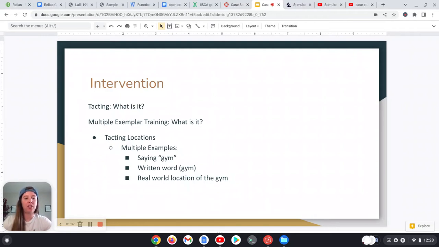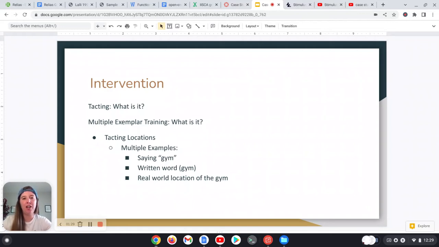Now, for this intervention, the multiple examples we're using for tacting different locations by using multiple exemplar training is saying gym, the written word gym, and the real world location of a gym. Now, multiple exemplar training is just training with multiple examples of a given stimulus. And then we can increase his tact repertoires using multiple exemplar training.